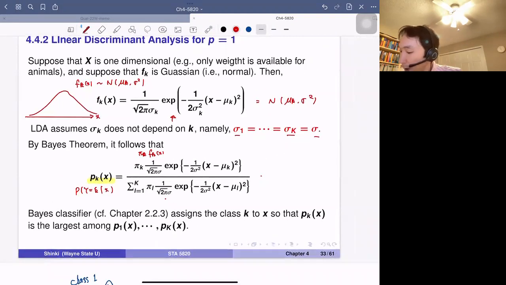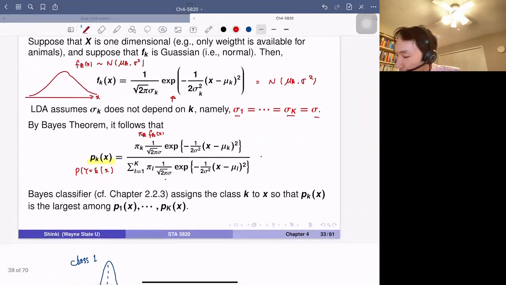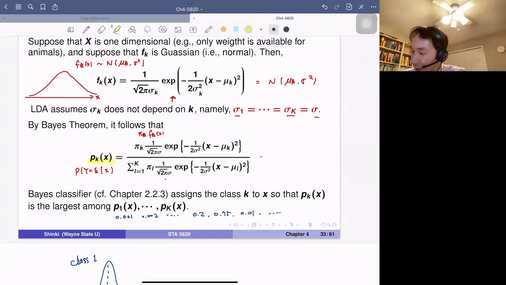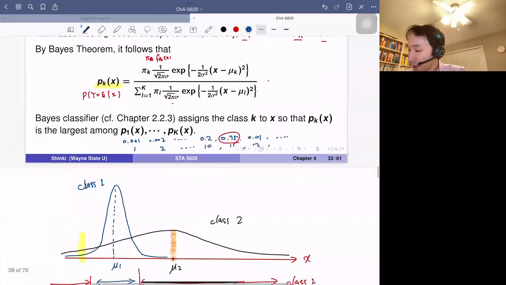So this gives the probability for each class. And if we decide which class the observation belongs to, then we can take the largest probability. Typically, if we fit this model, maybe the probabilities are 0.001 and 0.002 and so on, and 0.2 and 0.75 and 0.01 and so on. So you can just take the largest value. Suppose this is class 1, class 2, class 10, 11, 12 and so on, then class 11 is most likely. So you can decide the class.